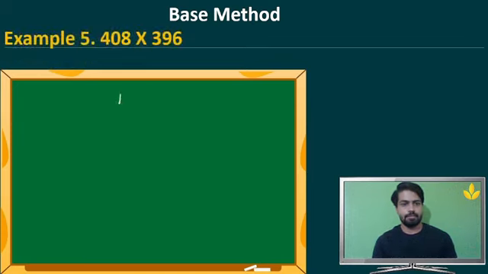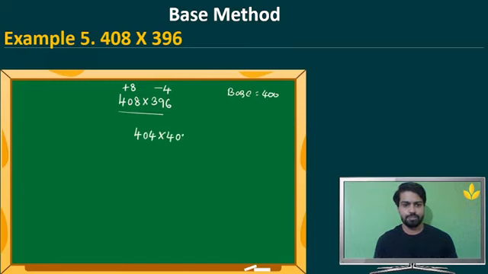We have another number now, 408 into 396. So this 396 is less than 400. As our base is 400 now, I'm going to take minus 4. It is less than 400 by 4. And I'm going to write plus 8. Okay. So now when you add in both the direction, we get 404 into 400.